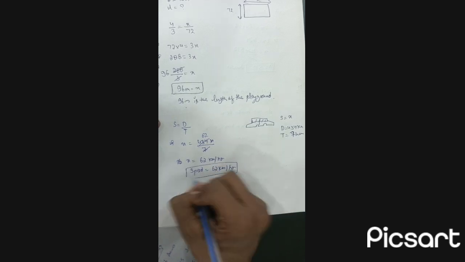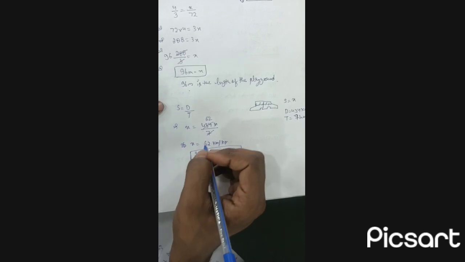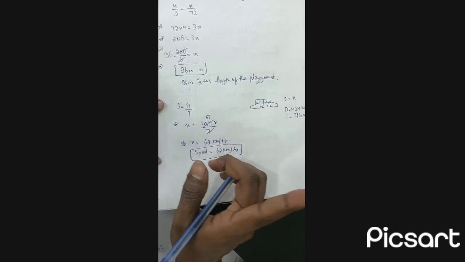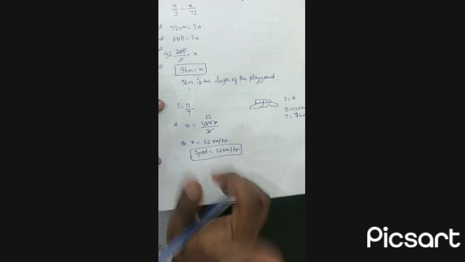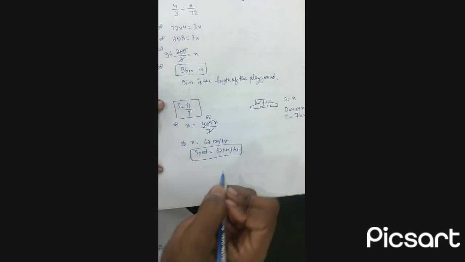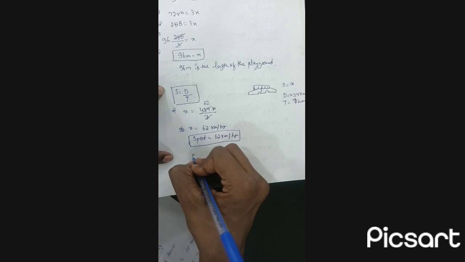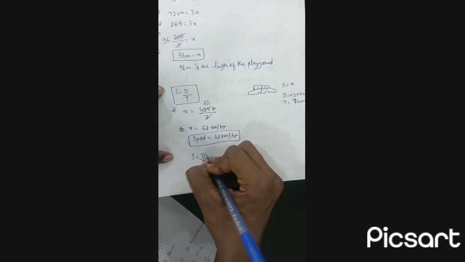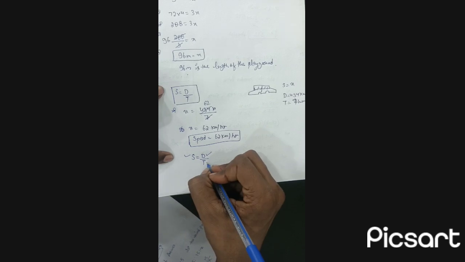Now the question in the next part is how much time it will take to cover a distance of 682 kilometers. Again you have to apply the same formula, speed is equal to distance upon time. Here also speed is equal to distance upon time, but now distance is given to you and speed is given to you, and you have to find the time.